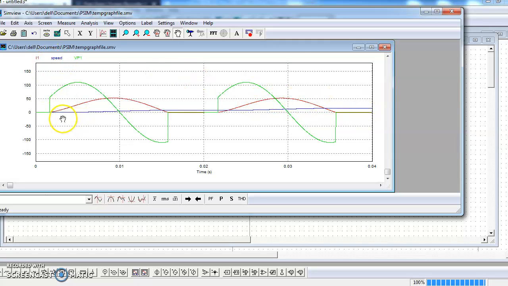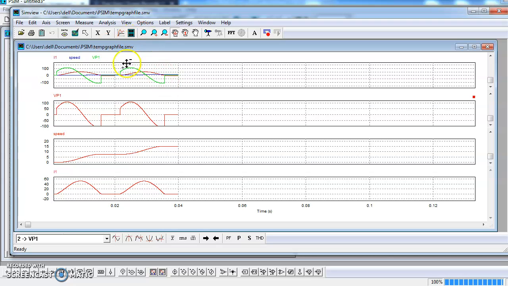And this is the speed. The speed will rise; initially the speed is 0 and then it will rise. This is after zooming, we can see like this. By using this, we can get the quantities on different axes, and if you zoom it, you can see like this. So you can see the speed is increasing.